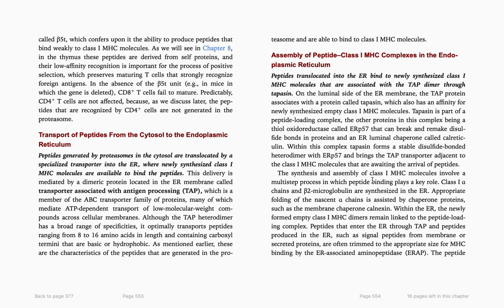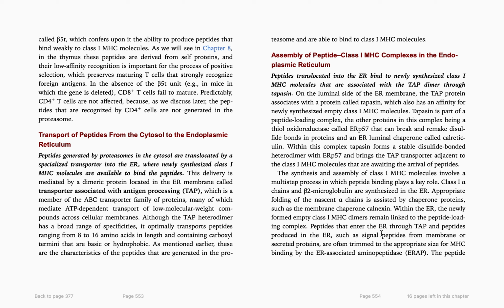Synthesis and assembly of class 1 MHC molecules involve a multi-step process in which peptide binding plays a role. Class 1 alpha chain and beta 2 microglobulin are synthesized in the endoplasmic reticulum. Appropriate folding of the nascent alpha chain is assisted by chaperone proteins such as the membrane chaperone calnexin. Within the endoplasmic reticulum, the newly formed empty class 1 MHC dimer remains linked to the peptide loading complex.